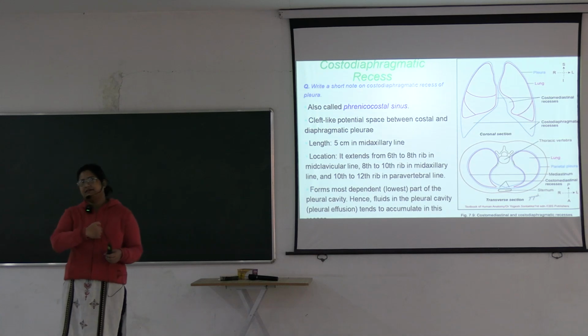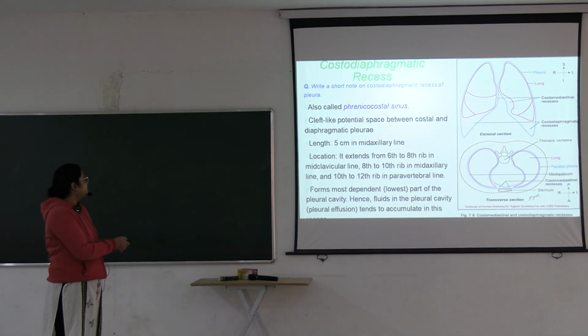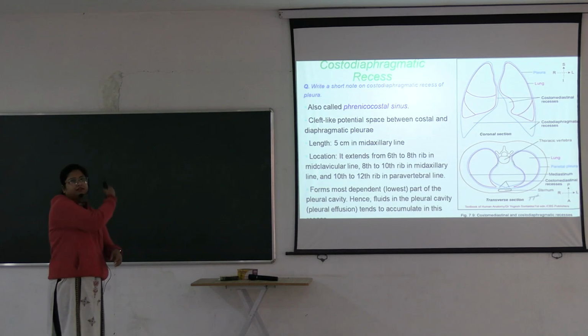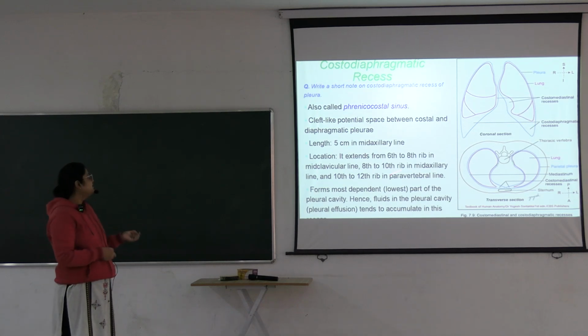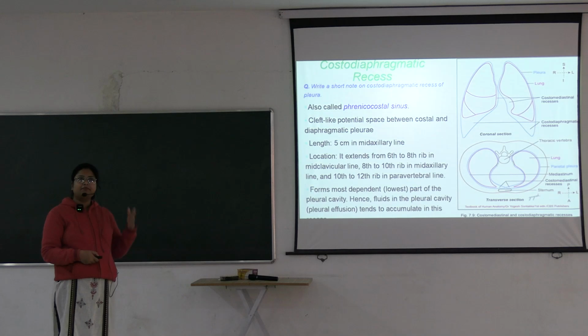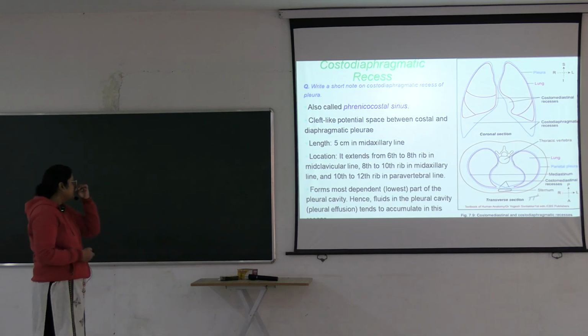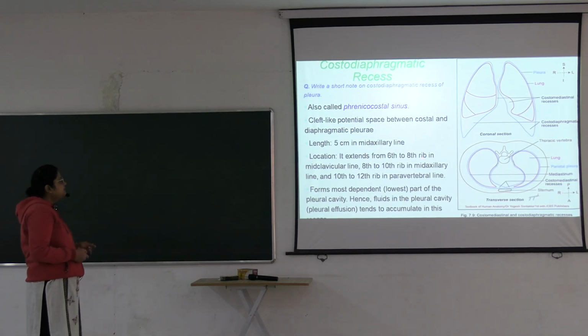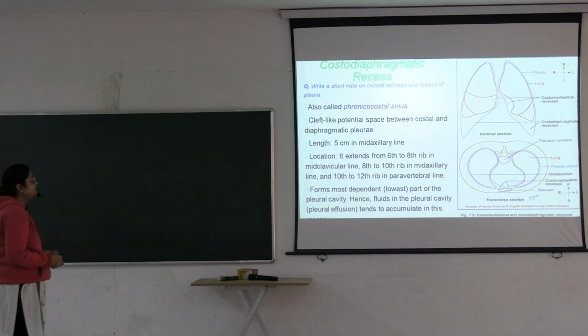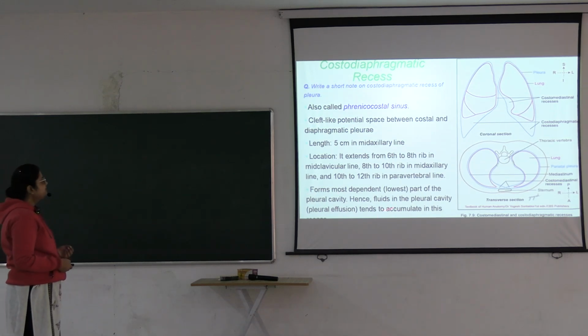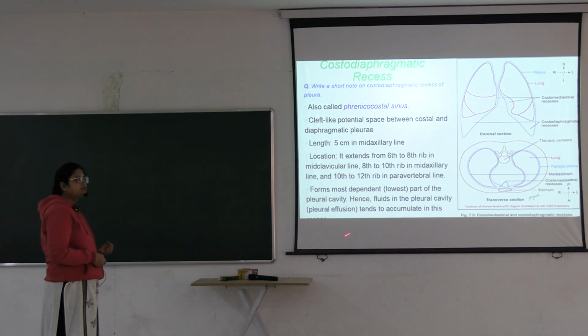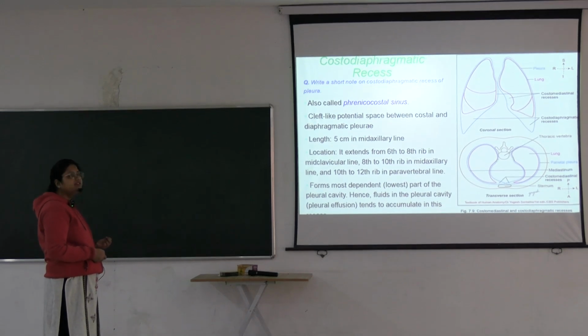One we measure at the mid-clavicular region, one is at the mid-axillary region laterally, and one is posteriorly at the paravertebral line or mid-scapular region. You can see it extends from the 6th to 8th rib in the mid-clavicular line, 8th to 10th rib in the mid-axillary line, and 10th to 12th rib in the paravertebral line. It forms the most dependent or lowest part of the pleural cavity. Hence, fluid in the pleural cavity in case of pleural effusion tends to accumulate in this space.